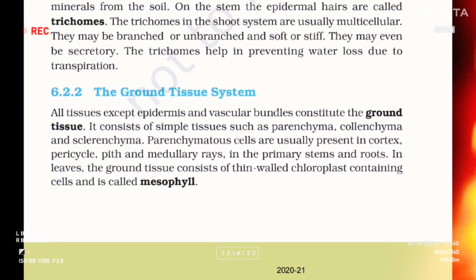6.2.2 The ground tissue system. All tissues except epidermis and vascular bundle constitute the ground tissue. It consists of simple tissues such as parenchyma, collenchyma, and sclerenchyma. Parenchymatous cells are usually present in cortex, pericycle, pith, and medullary rays in the primary stem and roots. In the leaves, the ground tissue consists of thin-walled chloroplast-containing cells and is called mesophyll.